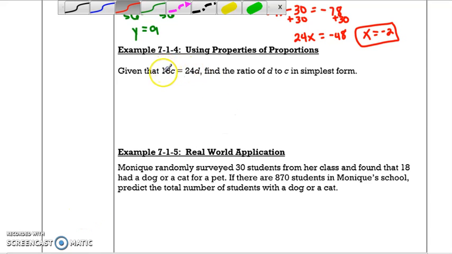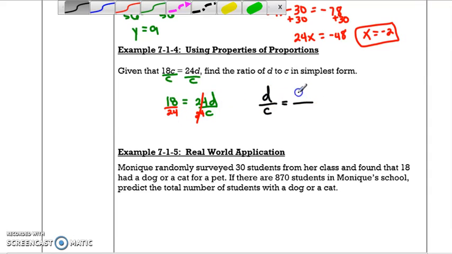Here we're given that 18c is equal to 24d. Find the ratio of d to c in its simplest form. So we're going to divide by c to get our d to c here. This is going to be 18 is equal to 24d over c. Then we can undo our multiplication of 24 by dividing by 24, and so we wind up with 18 over 24, which we can reduce. So D to C is going to be equal to, we can take out a 6 from each of those, and 18 divided by 6 is 3, 24 divided by 6 is 4. So our D to C ratio is 3 to 4.